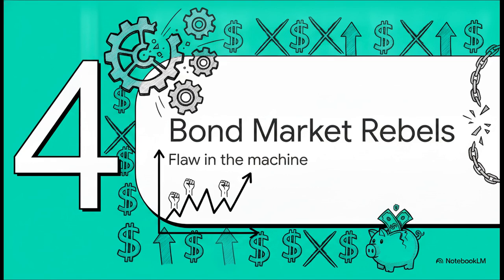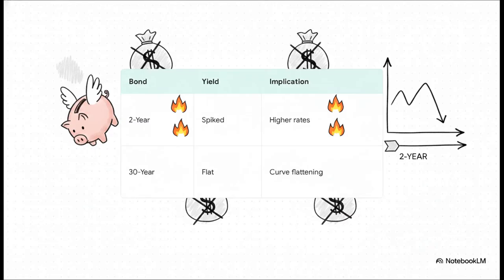Section 4, the bond market rebellion, the flaw in the machine. But hey, as objective risk analysts, we gotta look at the whole picture here. Every perfect machine has a potential point of failure, right? And right now, the bond market is totally rebelling against this curated data narrative. Recently, the 2-year short-term Treasury yield spiked to around 4.2%, while the 30-year long-term yield barely moved.